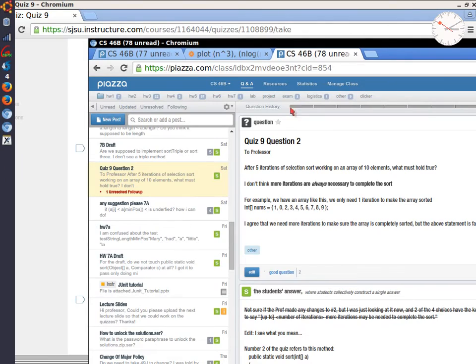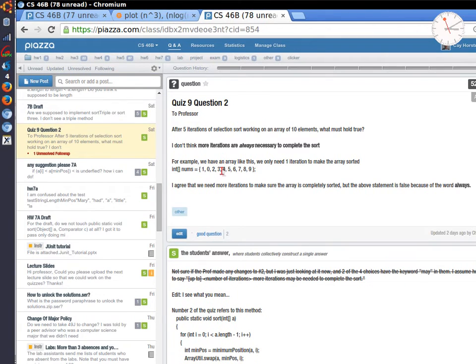Someone here put this question on Piazza, and it's a very good question, and said, look, in this situation here, where the rest of it is already sorted, it doesn't look like the other iterations are needed anymore. And so now one really has to think about what's the context of this question. The way I understood the question was that it talks about the selection sort algorithm as it exists in the book, and not some version of the selection sort algorithm as it might exist.